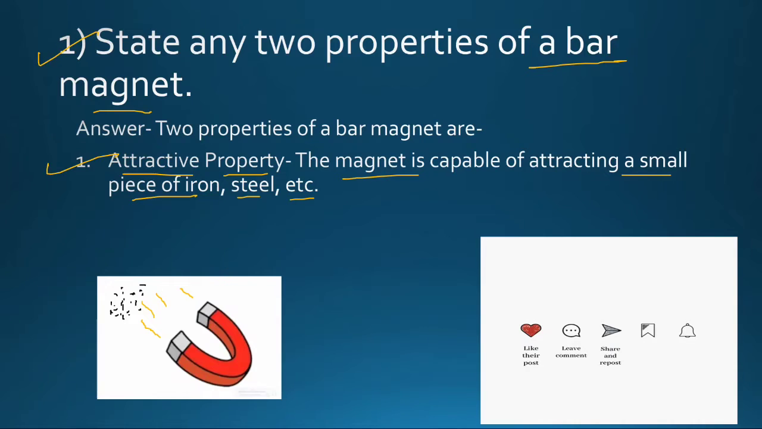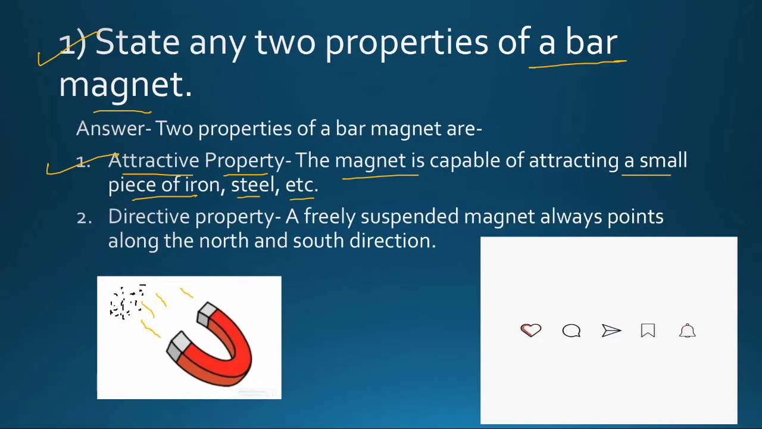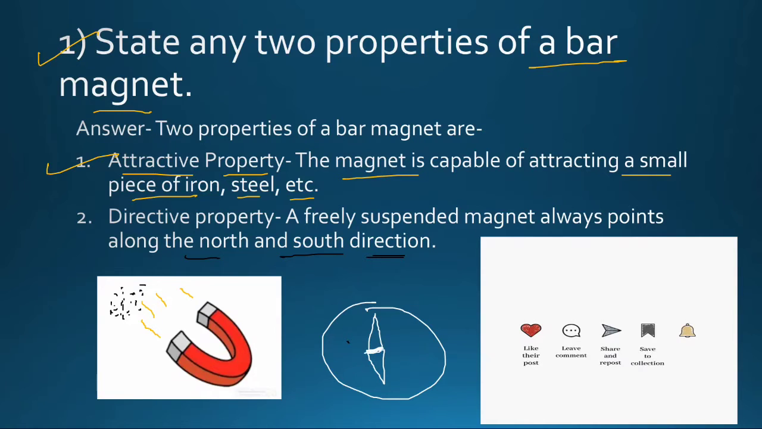Clear, students? Next point. Directive property. A freely suspended magnet always points towards the north and the south direction. So whenever you get a compass, you will see that this is a freely suspended magnet and it will always point towards two directions. One is north and another is south.